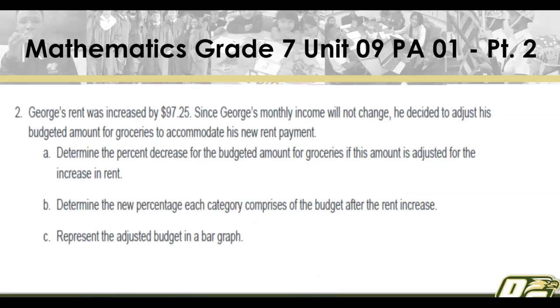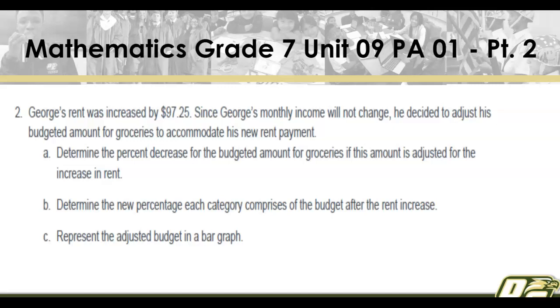Part 2 states, George's rent was increased by $97.25. Since George's monthly income will not change, he decided to adjust his budget amount for groceries to accommodate his new rent payment.